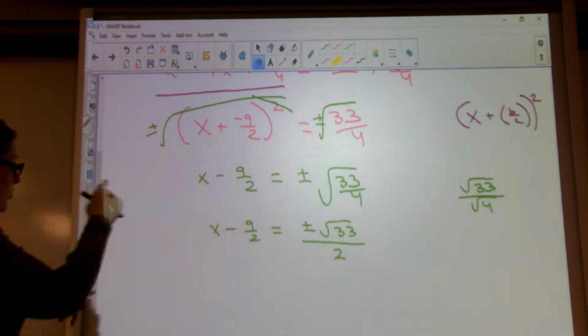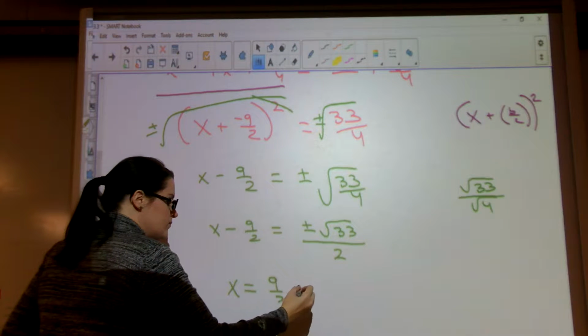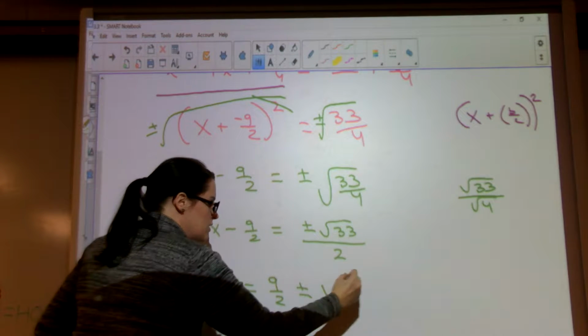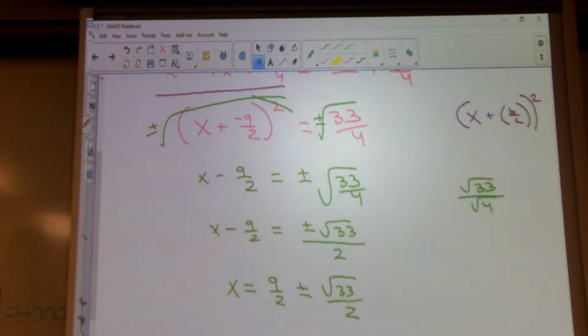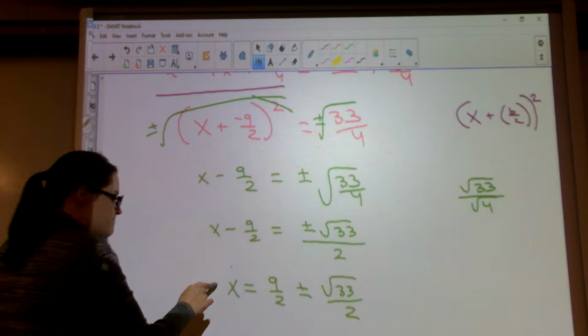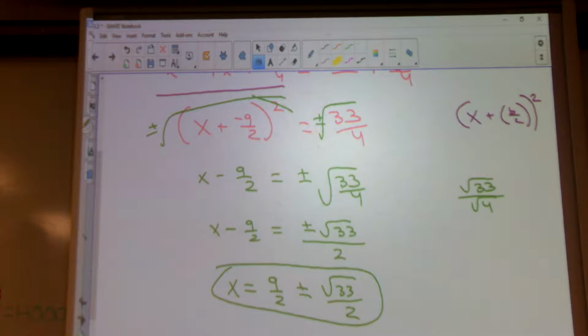Now the last step is to add 9/2. I like to put it in front. There's really no reason, just because I like to lead with the number and then have the square root. It's just me personally, but there we go. And that's about as messy as they come. That's one of the messier ones because we have all those fractions.